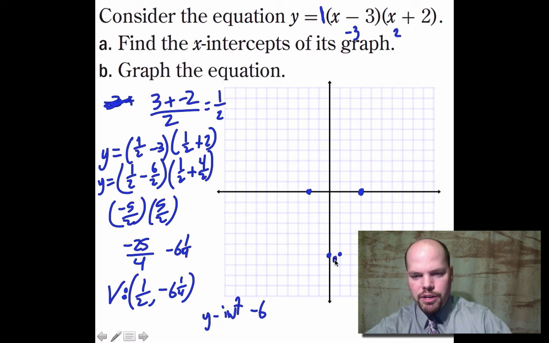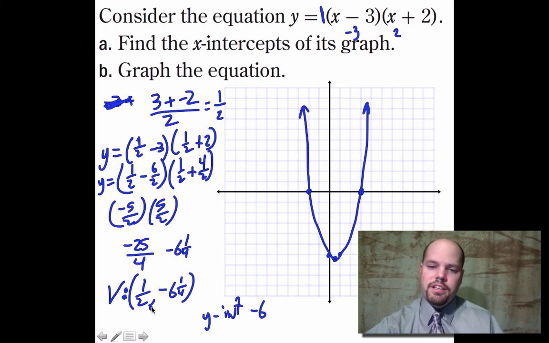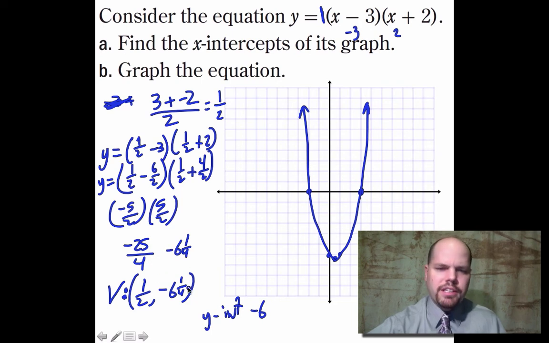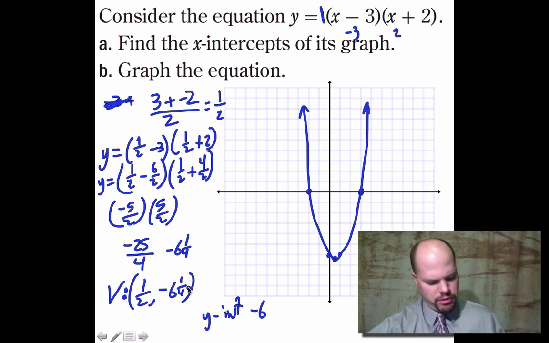All right, we should have enough to graph this. We got all the key points. So the graph is something kind of like that. So we have x-intercepts, the y-intercept, and the vertex, all from this factored form. Now, the x-intercepts were the easiest to get from factored form, but as you can see, we can get the other two key points as well.